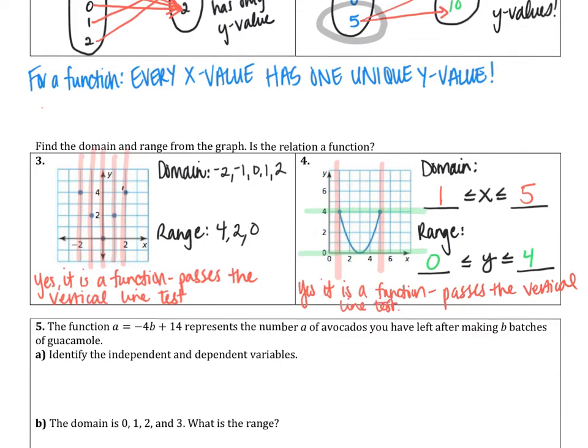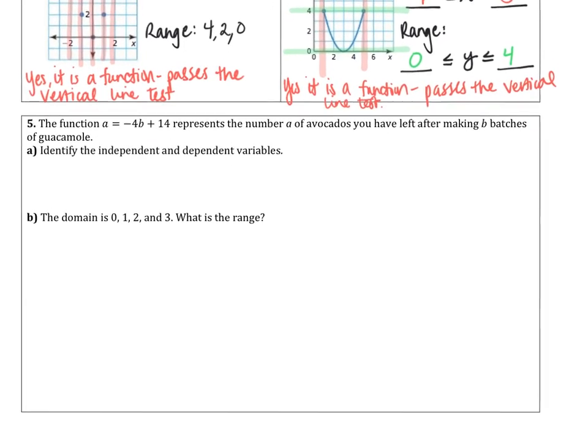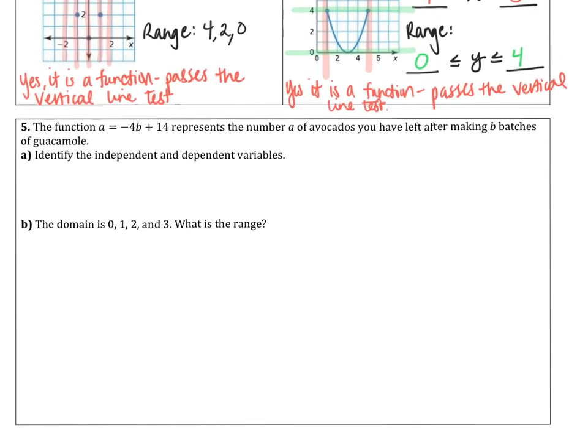Alrighty, almost done. Up until this point, we have only seen functions as visual representations on a graph. A little bit later on this week, we're going to learn all the different ways to identify a function. But right now, we're kind of just giving you a preview. This is a way to represent a function using an equation, okay? Without the graph, just an equation, which you guys have worked with before. So there is the function, and it represents the number A of avocados you have after making B batches of guacamole. Identify the independent and dependent variables.